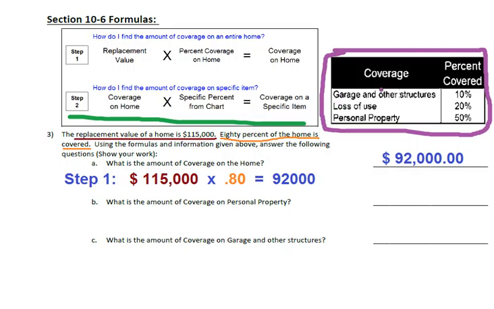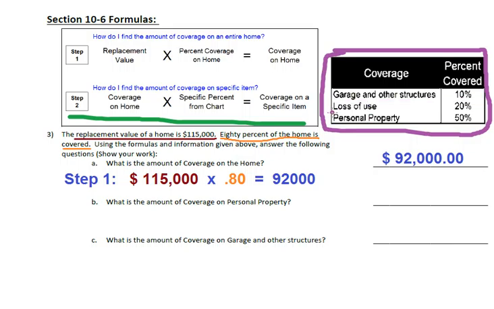The first one is called garage and other structures. What that means is you can have insurance that covers fixing, repairing, or replacing your garage if something bad happens to it, or a gazebo, or a shed, or any other types of structures that you might have on your property. And what they'll do is they'll cover 10% based on the coverage on your house, which is that $92,000.